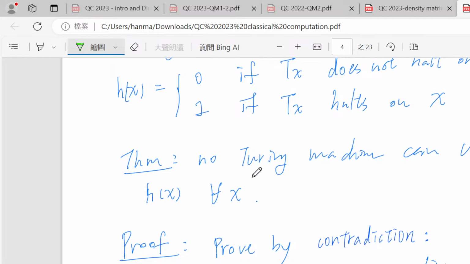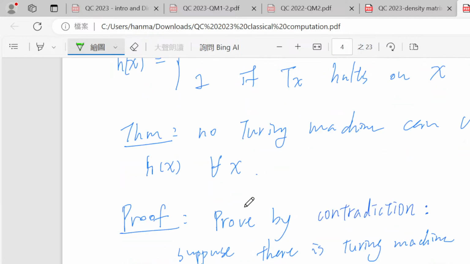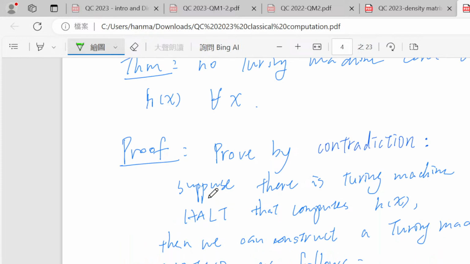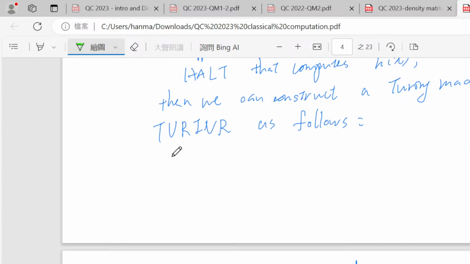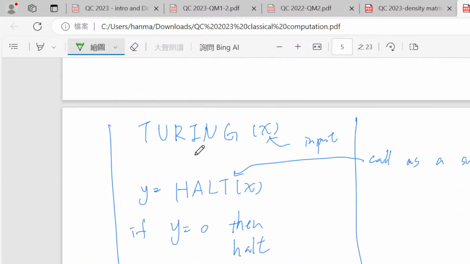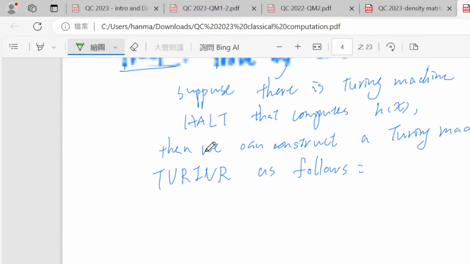So suppose there is a Turing machine that computes h of x, and the Turing machine is called hold. Okay, so it's very powerful. Hold can compute h of x. So we put x inside hold of x, and it will compute h of x. And then we construct a very funny Turing machine, Turing, from this hold. And then we will see that h of Turing is something that you'll define.